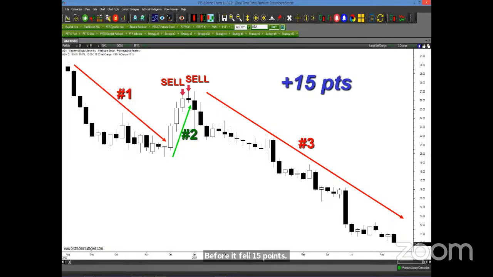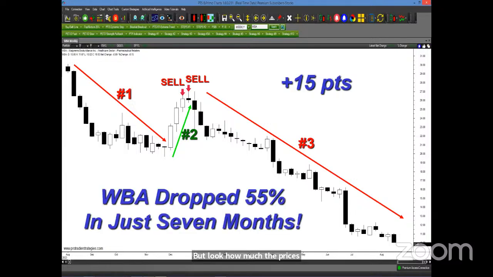I know a lot of you would say, well, gosh, it's a weekly chart. Look at from January of this year to this month, a full 8 months, I only would have made 15 points potentially. That's not a lot. But look how much the price is. This was only a $26 stock. The stock price actually dropped 55 points, 55%, I should say, in just 7 months. So this is a tremendous percentage drop in just 7 months.